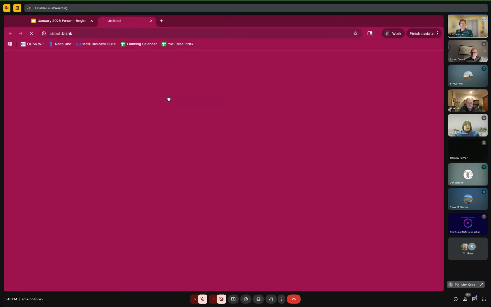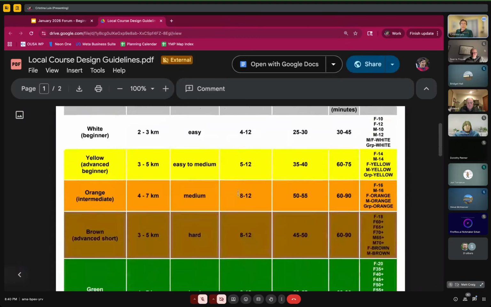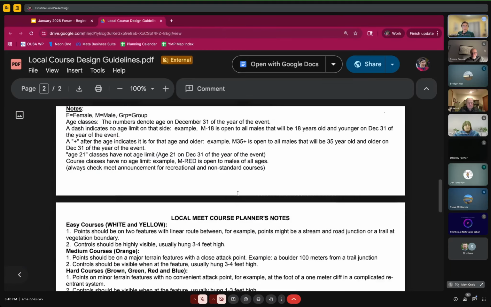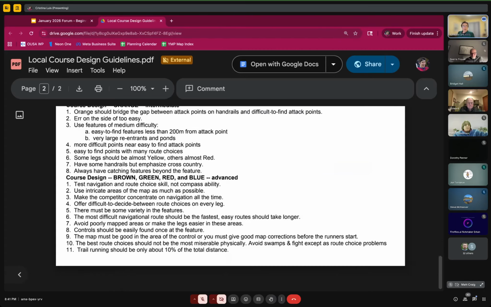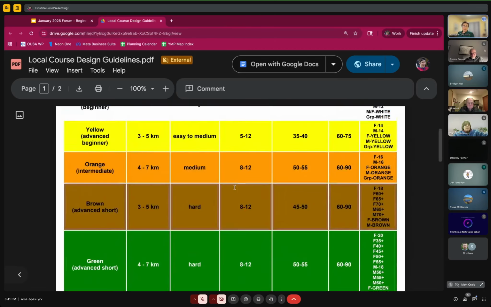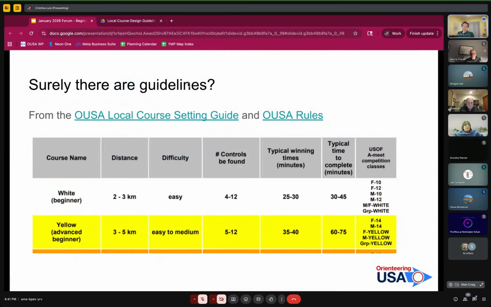I don't know if I can open it up here. It's got a chart with all the courses, and then it has some basic guidelines for each of the courses. And this is actually a place that a lot of local course setters start. It's not actually necessarily an NRE guide, but it's out there. And also the rules have like a tiny little bit.